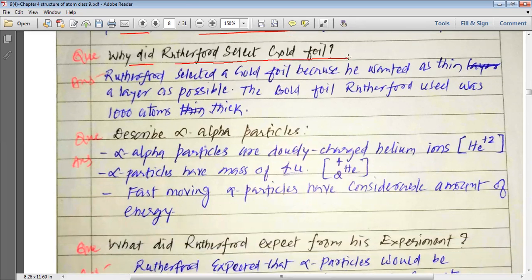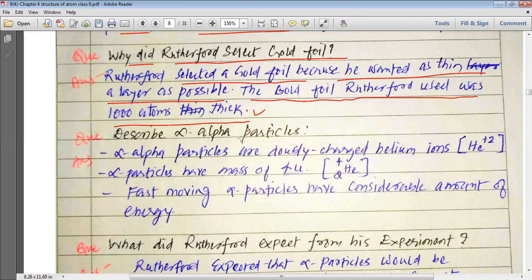Why did Rutherford select gold foil, my dear students? Let us see and understand it. Rutherford selected a gold foil because he wanted as thin a layer as possible. The thinnest layer is possible with the element gold, and that is why Rutherford selected the gold foil. The gold foil Rutherford used was around 1000 atoms thick.